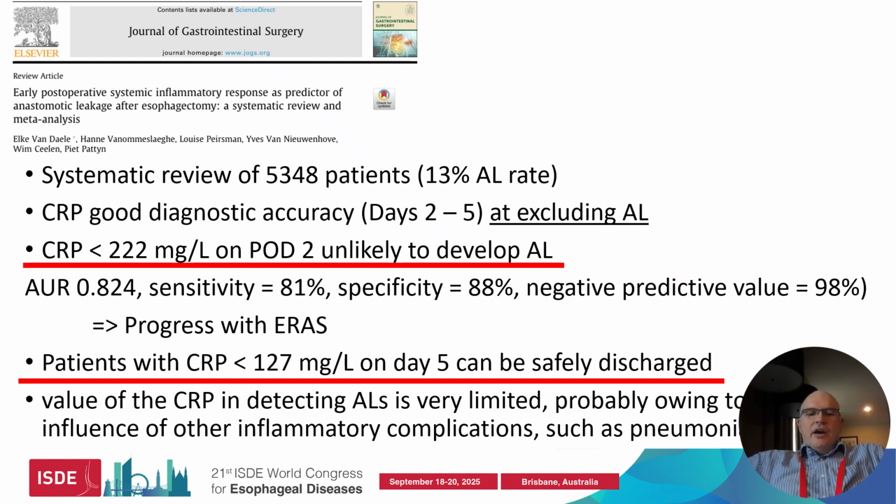The value of CRP in detecting anastomotic leak at high levels is probably limited, however, because its elevated result can be due to other inflammatory complications such as pneumonia.